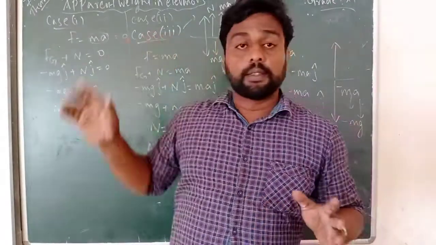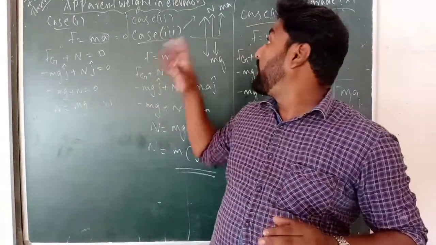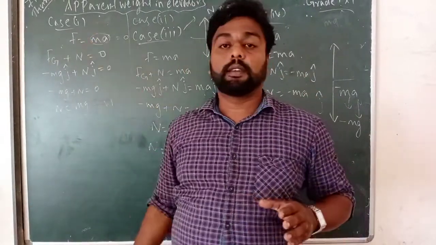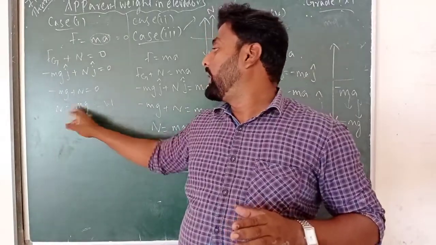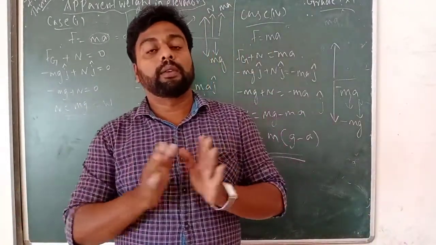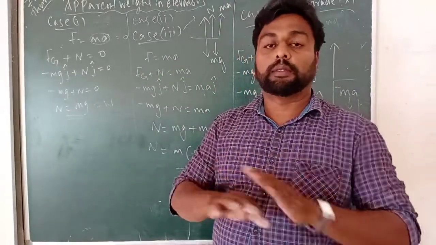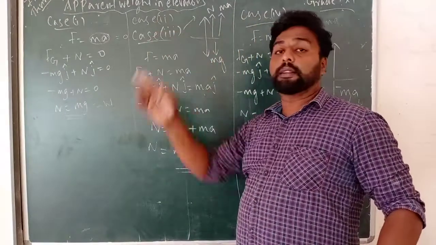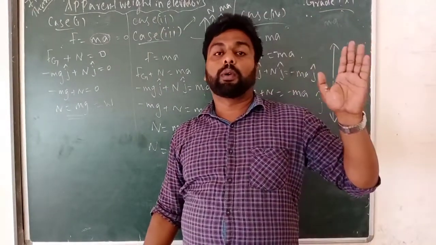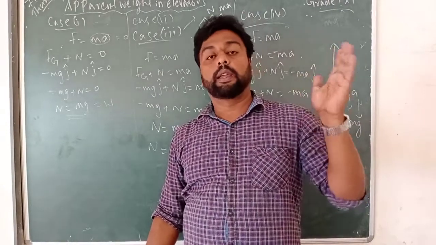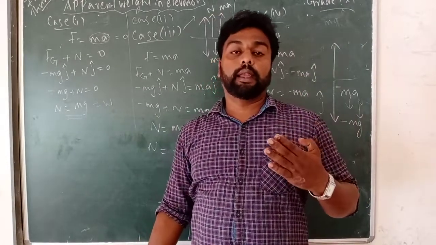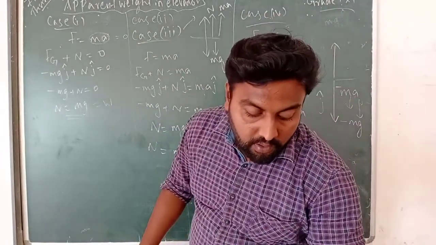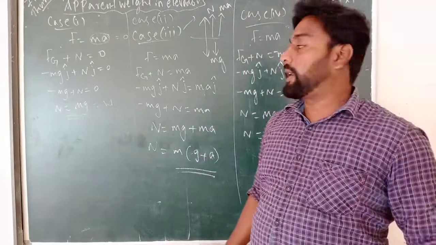So students, listen here. For apparent weight in elevators, we are considering four cases. The first case is at rest. There, N is equal to mg. Apparent weight and actual weight balance; both are the same. The next case is uniformly moving, meaning constant velocity, not accelerating, not decelerating. So the same thing: the apparent weight of the man is equal to his actual weight.